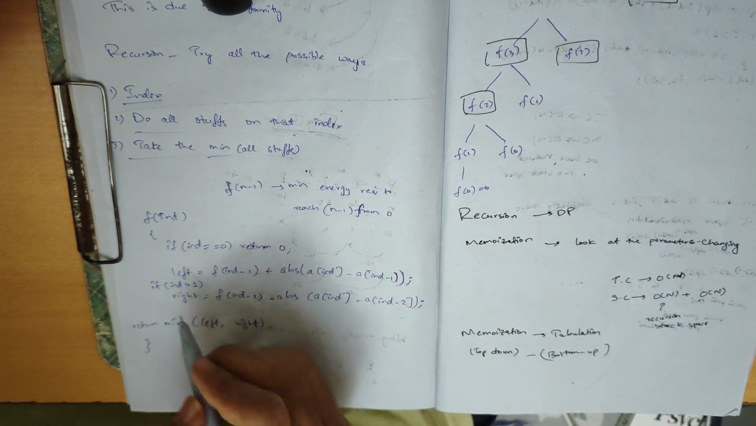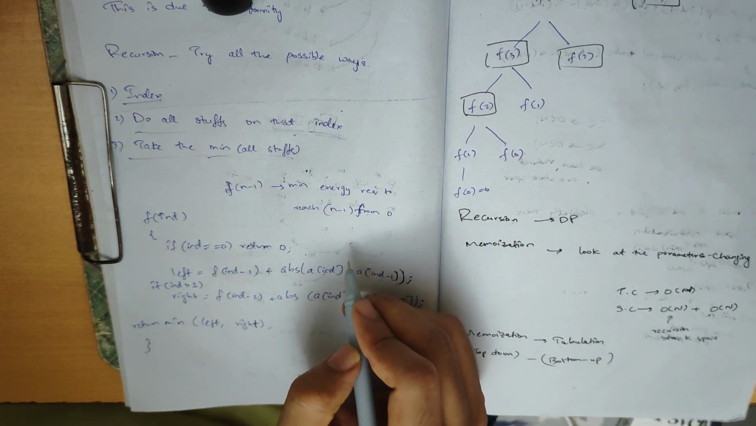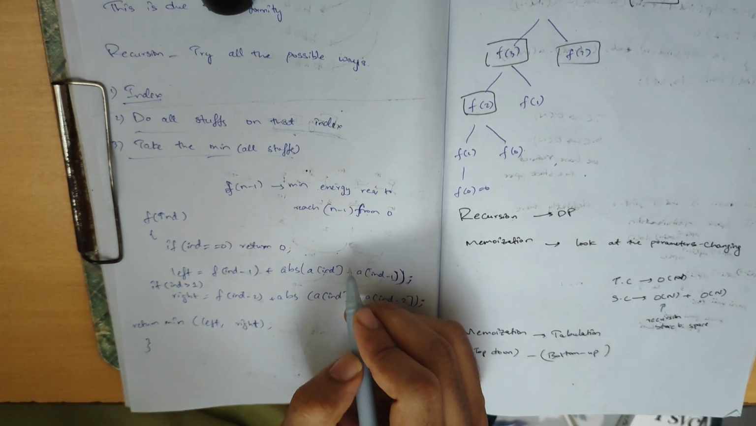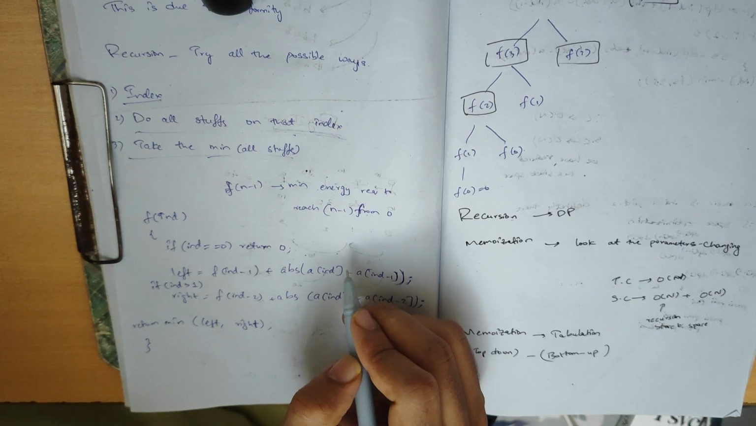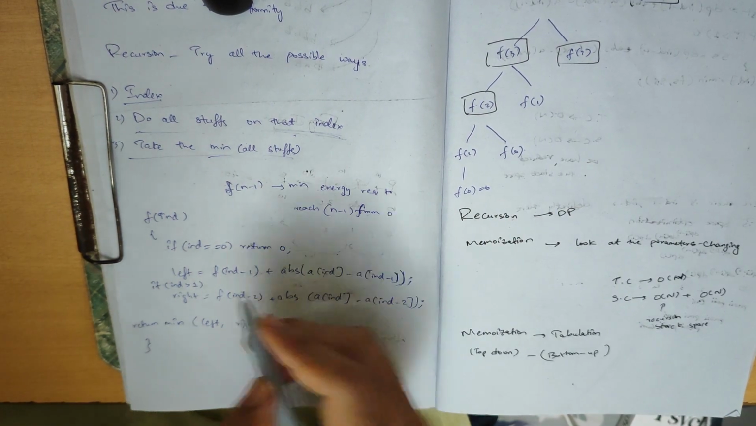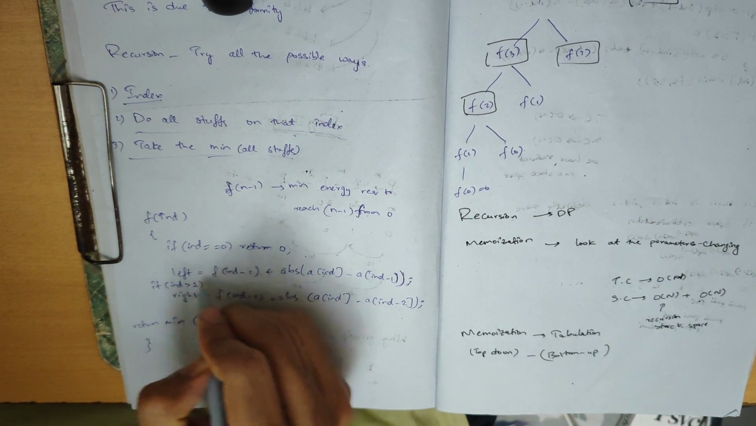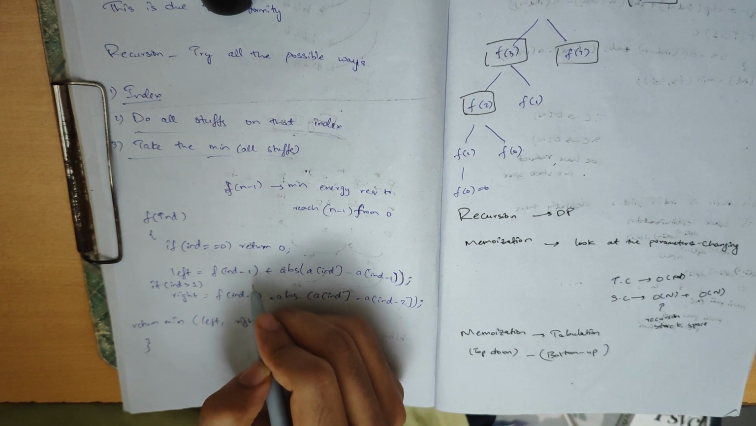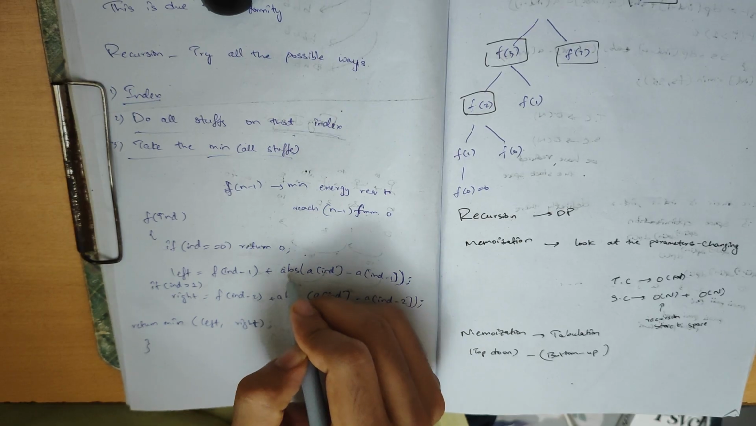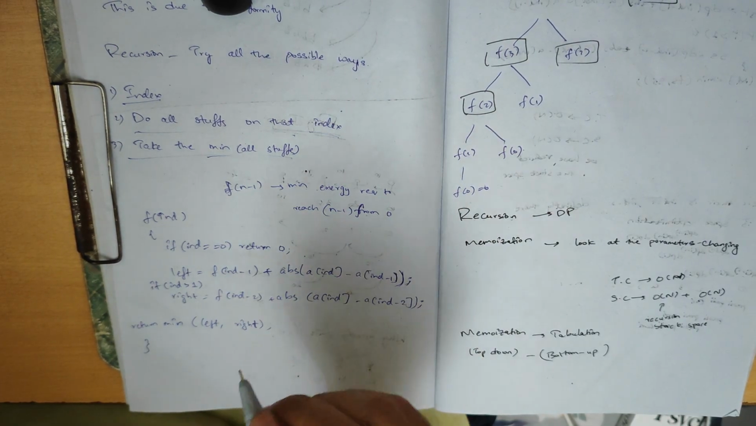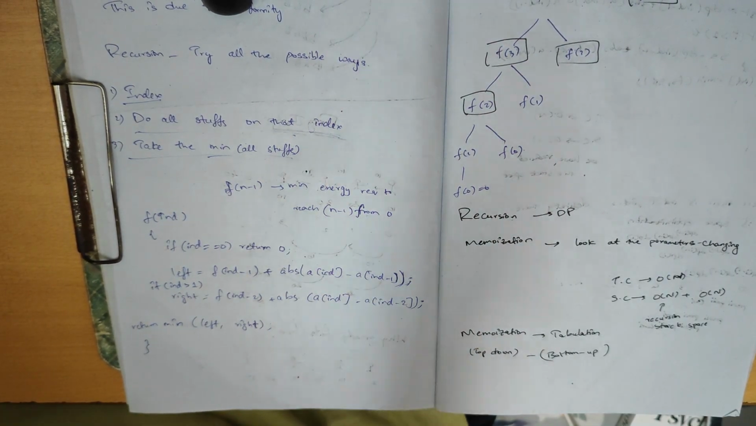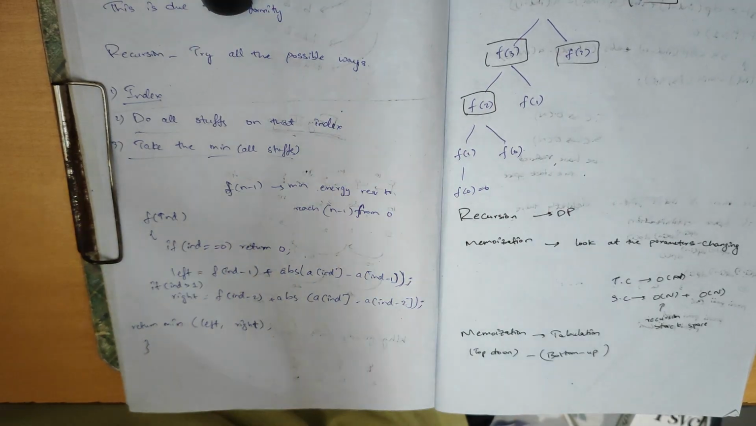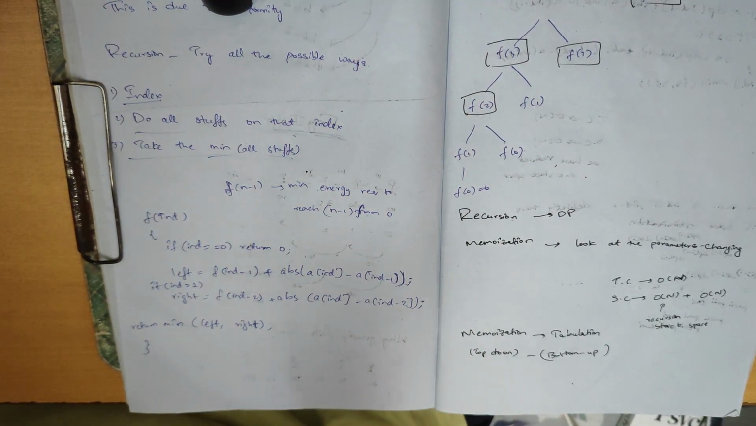And now we have to see where the frog can take one single step or two steps. Let's take left is equal to f of index minus 1, where the frog takes a single step, plus we have to find the difference between both heights in order to get the amount of energy it takes to jump from one step to another step.